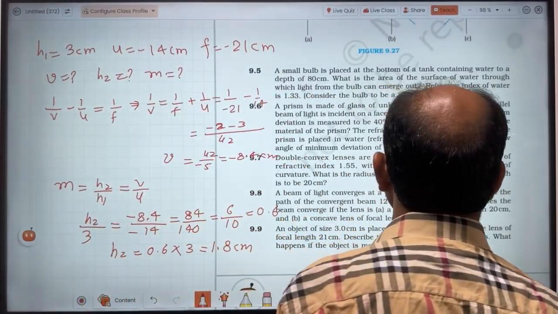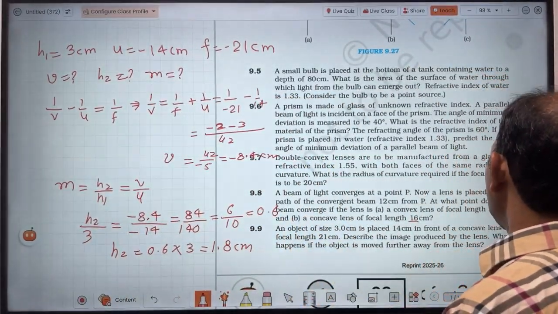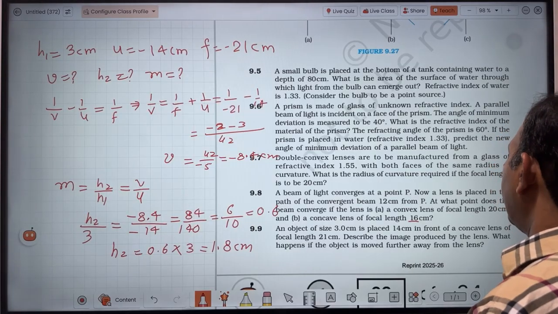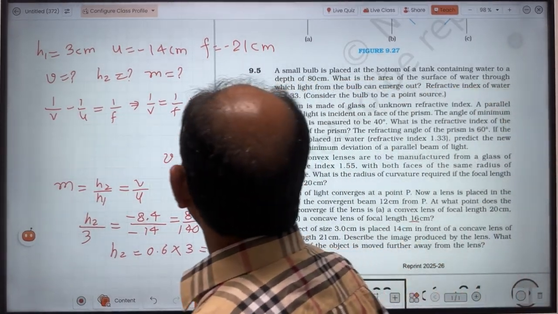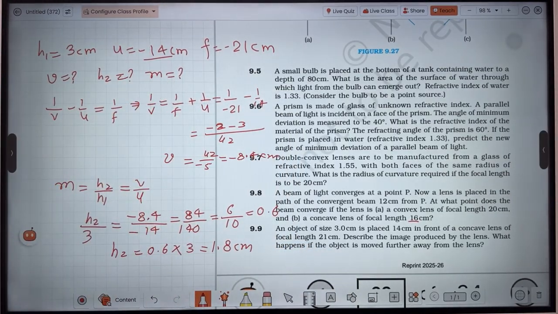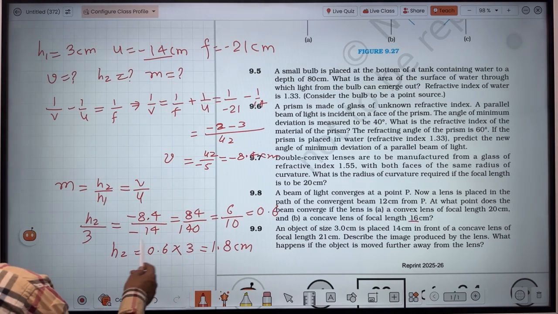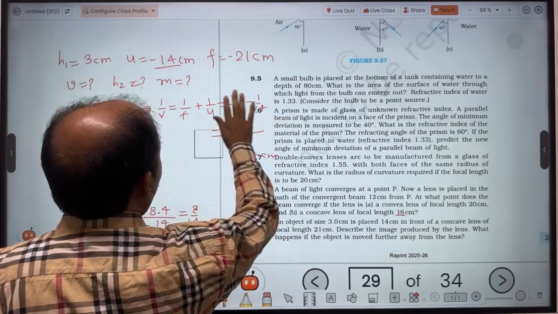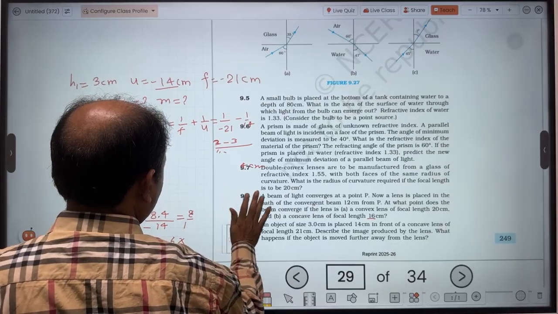And that describes the image produced by the lens. It's okay. Now, what happens if the object is moved further away from the lens? So here we can change the situation. In place of 14, we can take minus 20, and then we can see what about v, whether the value of v increases or decreases. So we can calculate it to verify what is happening. So let's do it.